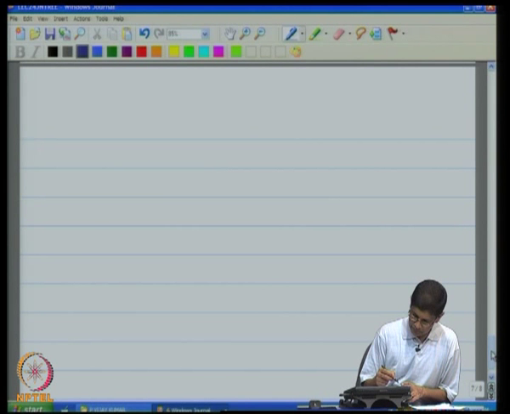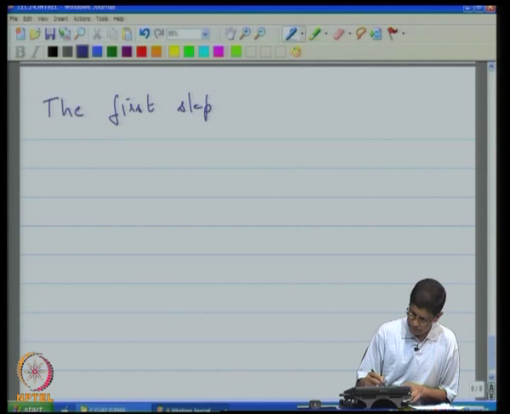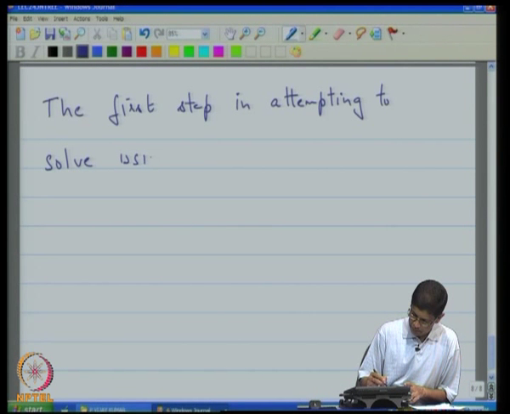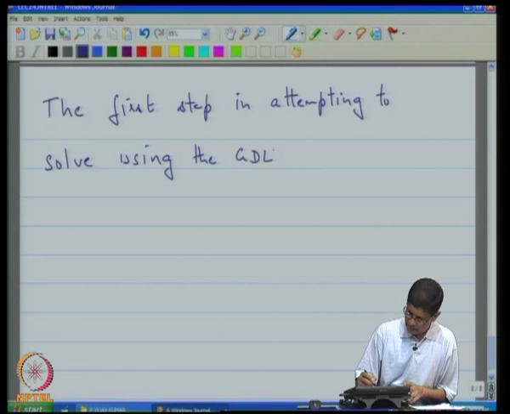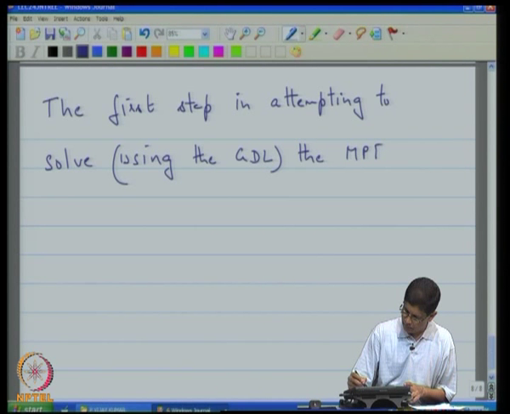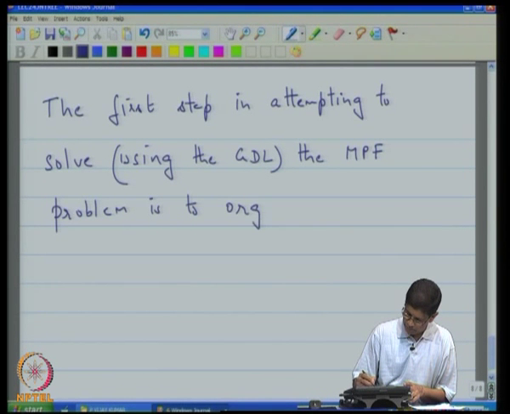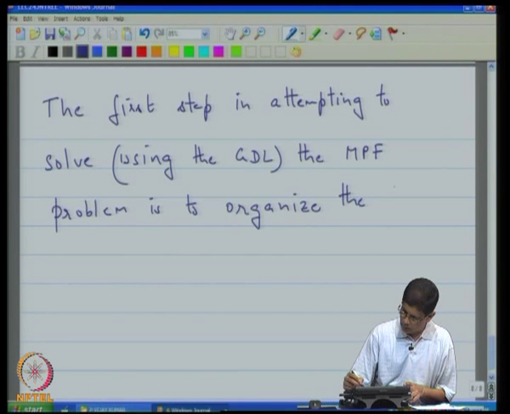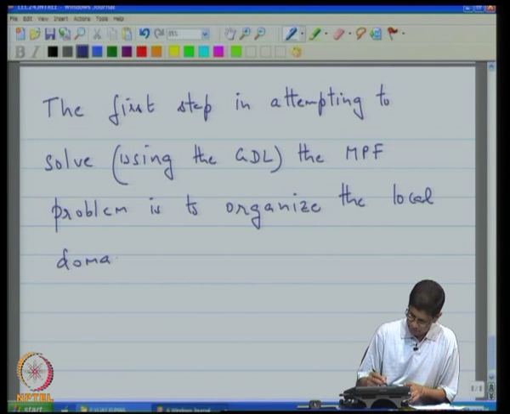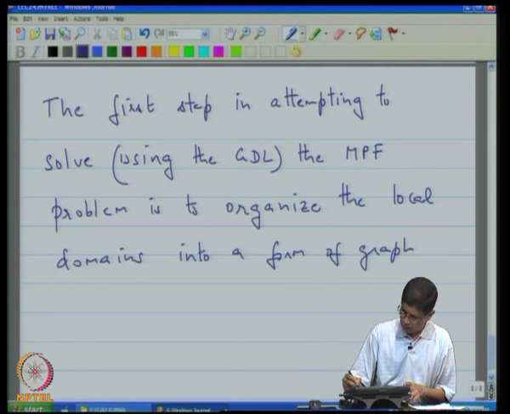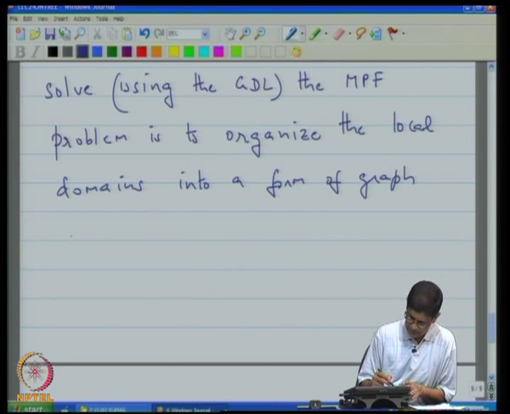So, let us make a note of that. The first step in attempting to solve the MPF problem using the GDL is to organize the local domains into a form of graph known as a junction tree.